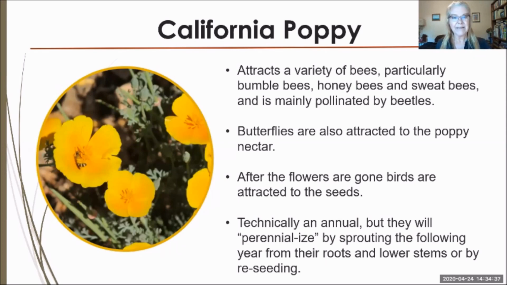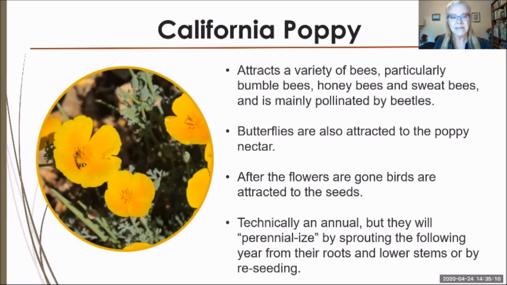All right, then we've got the California poppy. This attracts a variety of bees, particularly bumblebees, honeybees, sweat bees, but it's mainly pollinated by beetles. So that's another thing that we need to do. We need to know which are beneficial insects and which are pests. A lot of the beneficial beetles people think might be pests, might be like pincher bugs or something. So it's worth it just to really learn about the insects.